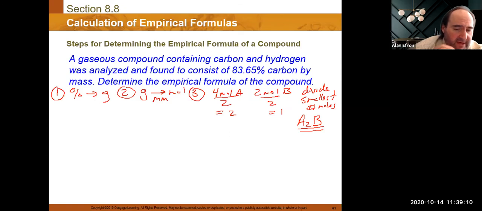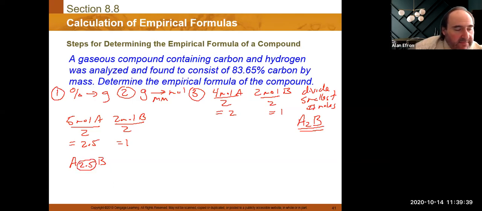Now, let's say we switch it around and we had 5 moles of A and 2 moles of B. When we divide by the smallest, which would be 2, I end up with 2.5 for A, and 1 for B. That would give me an empirical formula A2.5B. If you remember, all these subscripts do need to be whole numbers. You can't have half an atom or something like that. So in this particular case, we would have to clear that decimal.